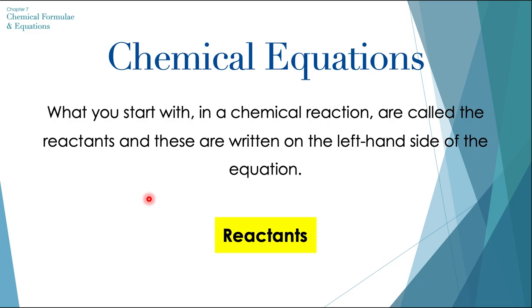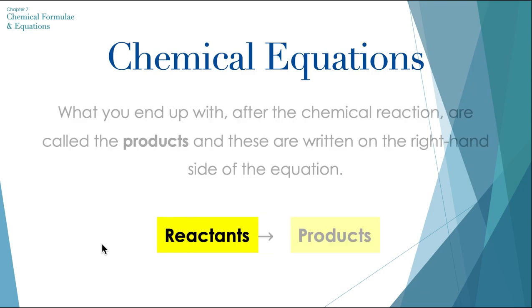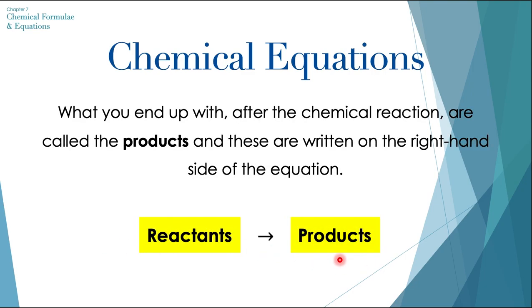So firstly, what you start with in a chemical reaction are called reactants. You can tell by the name that these are supposed to react, okay? And these reactants are written on the left-hand side of the equation. So these are the ones that come first. Of course, two things react to form a product. So we write reactants first on the left-hand side, and then what we end up with after the chemical reaction are called the products. And these are written on the right-hand side of the equation. Pretty obvious. So, when writing chemical equations, to start with, it is advisable to follow these steps.